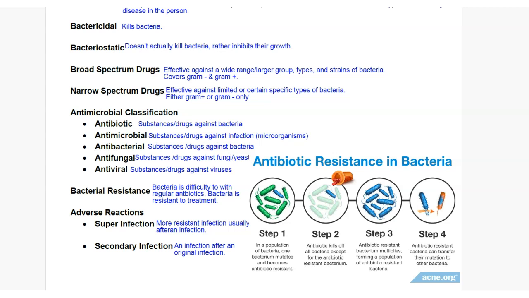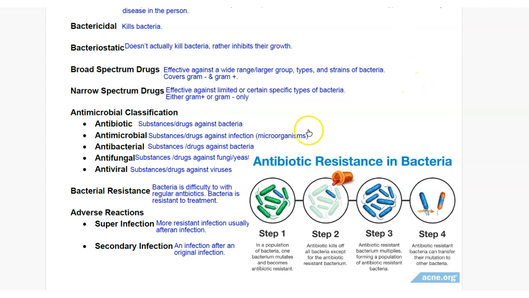Something that you may hear when we're treating a patient with some antibiotic is bacterial resistance. Bacterial resistance happens when bacteria is difficult to treat with regular antibiotics. So bacteria is resistant to treatment.